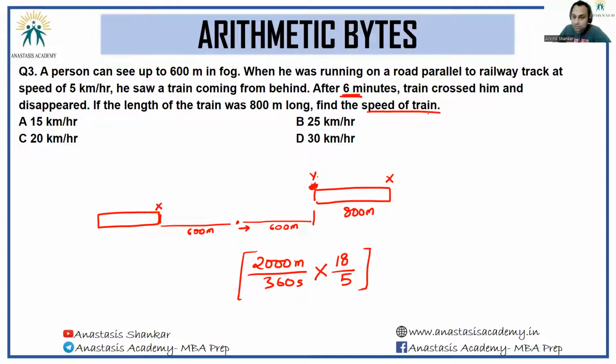Finally, they're asking me the speed of the train, not relative to the man, but relative to a stationary object. Because they're running in the same direction, I have to add back 5 also. So this expression should lead me to my answer. Cancel, cancel, cancel, cancel, 2, cancel, cancel, 1, 20 plus 5. My final answer should be 25 kilometers per hour.